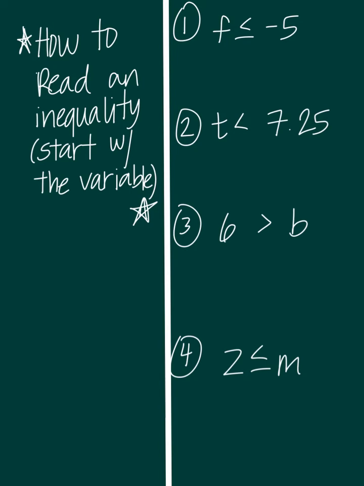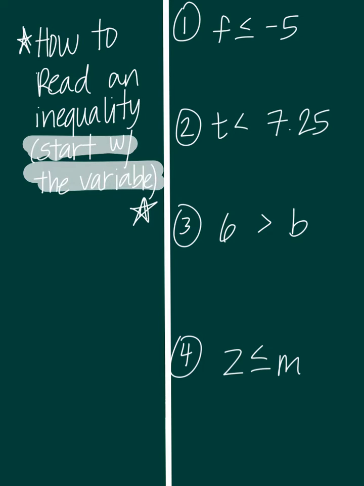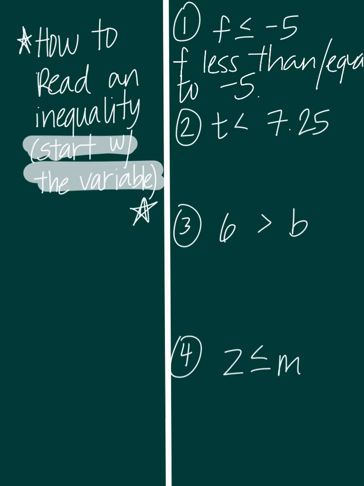So before we start solving inequalities, let's be sure that we know how to read them properly. So I made a note here that we always start with the variable. So look at number 1. The variable's right here with f. So that's f is less than or equal to -5. Number 2, t is less than 7.25.